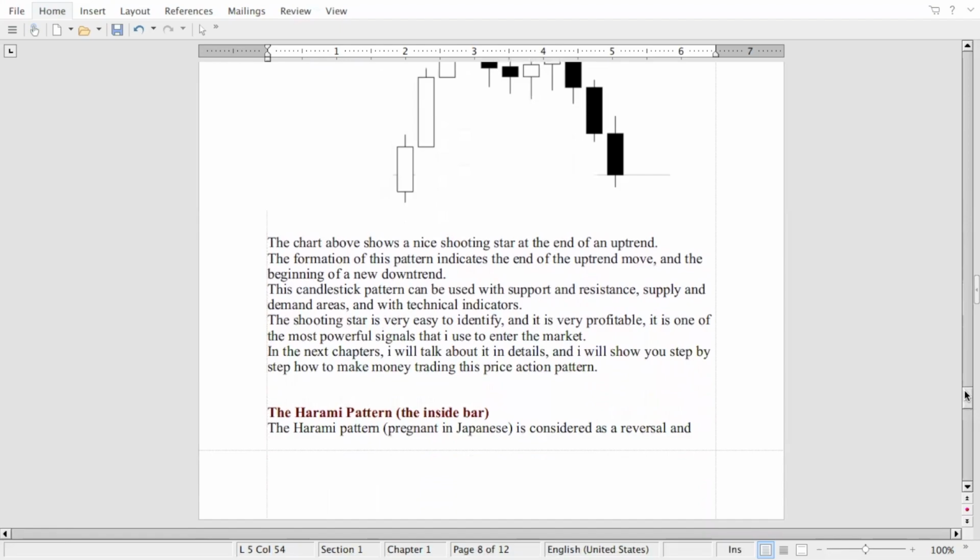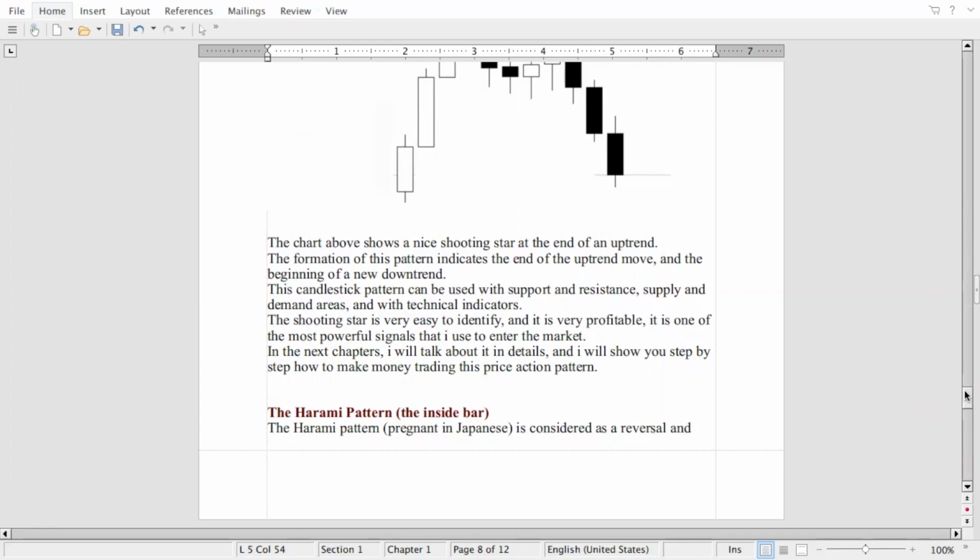The chart above shows a nice shooting star at the end of an uptrend. Class, can you hear that? It formed at the end of the uptrend, on the resistance side. The formation of this pattern indicates the end of the uptrend move and the beginning of a new downtrend. As I say, it forms on the resistance part, and when you see it, it shows that the market is ready to take a reversal, and the reversal is on the downtrend.